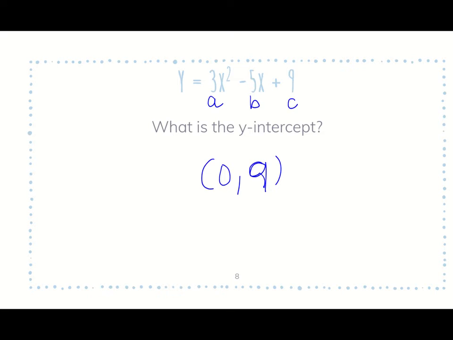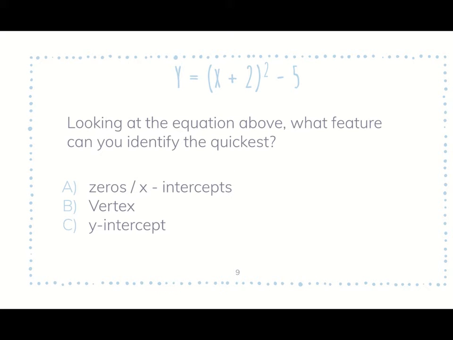So factored form tells us the zeros. We set it equal to zero and solve. Standard form tells us the y-intercept. So what does our last form tell us?